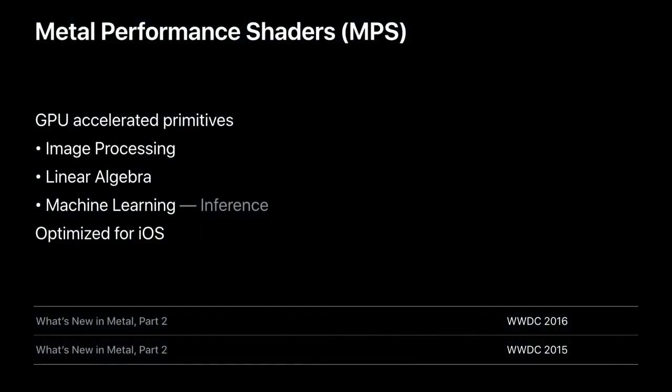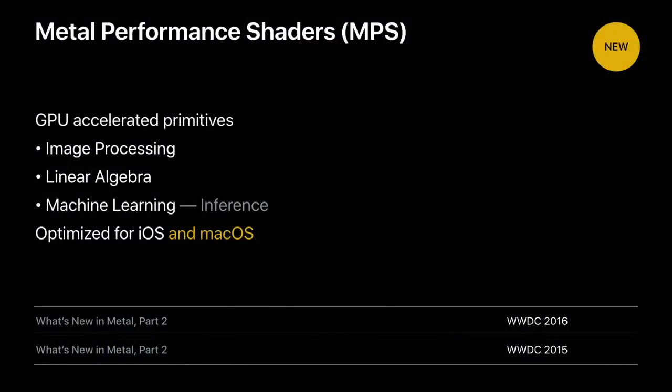We introduced the Metal Performance Shaders framework, or MPS, in 2015. The videos of our past sessions are available on our developer website. MPS uses the compute power of the GPU to bring GPU-accelerated primitives for image processing, linear algebra, and machine learning. The framework is optimized for iOS, and we're happy to announce that this year, we're also bringing MPS to the Mac. Thank you. The entire feature set is available in both iOS and macOS.